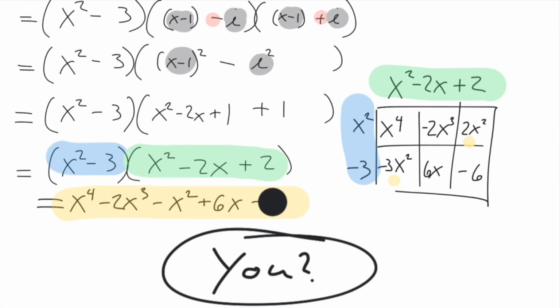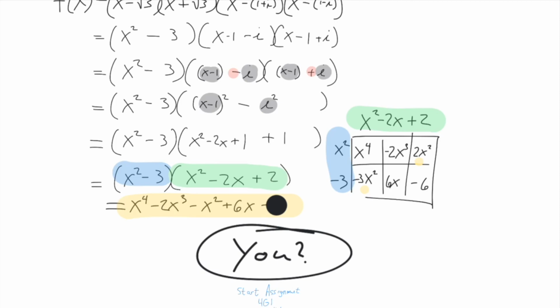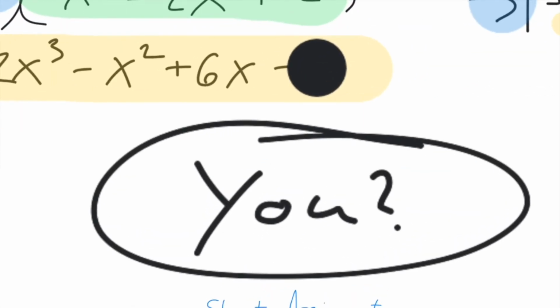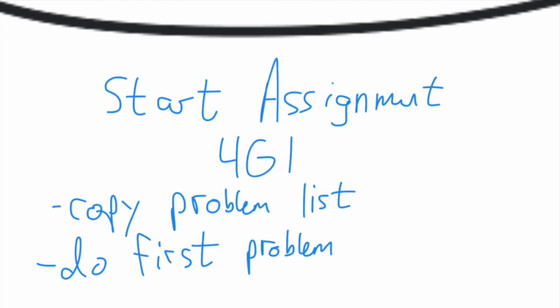And just like General Grant did when he was winning the Civil War and he became president, Ulysses S. Grant is your audio check guy, and I want you to figure out what number I've blotted out. I want you to start the assignment 4G1, copy the problem list, do the first problem, and I'll see you in class.